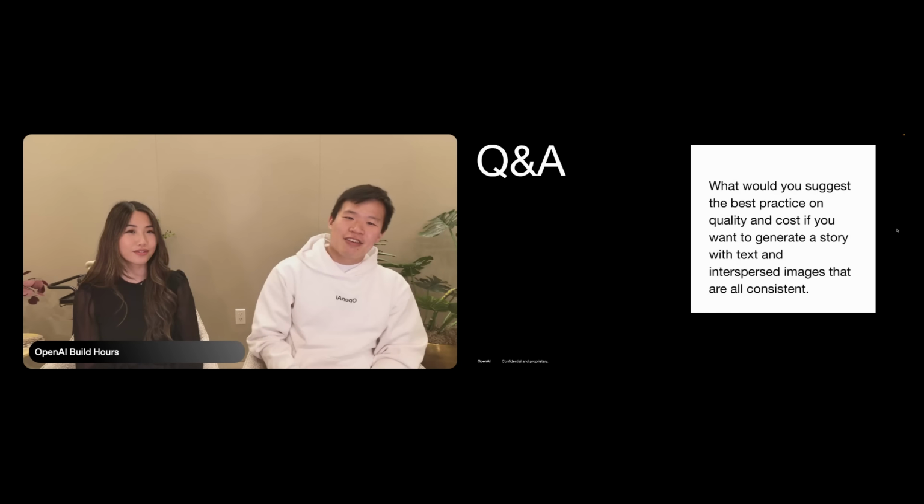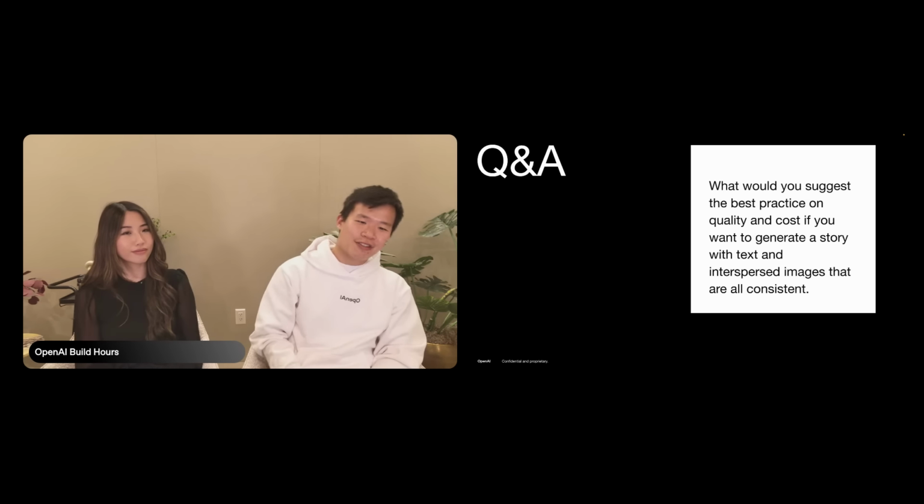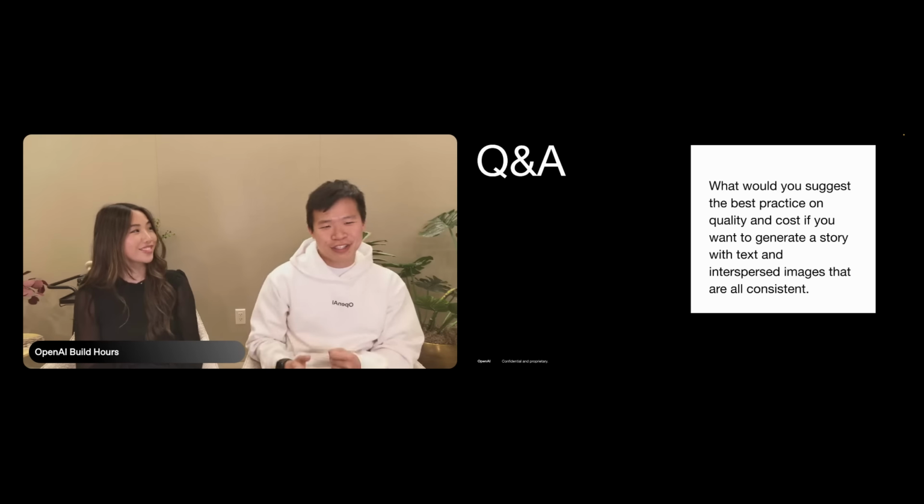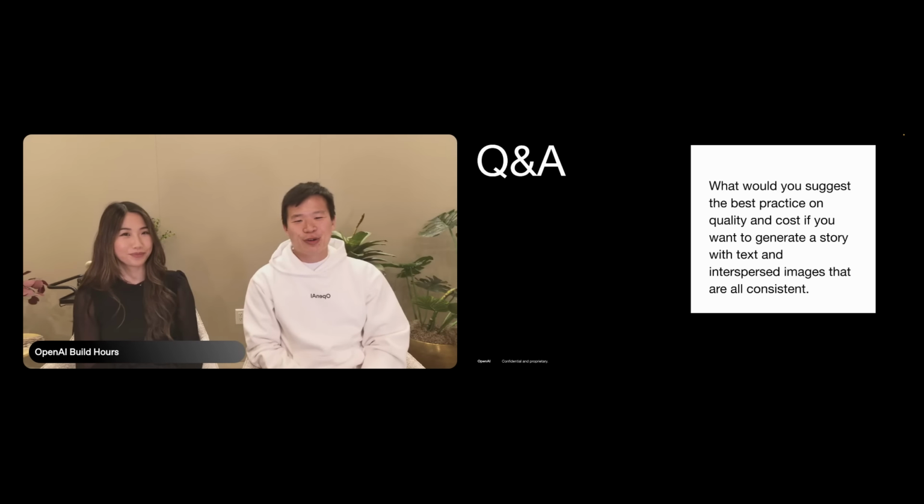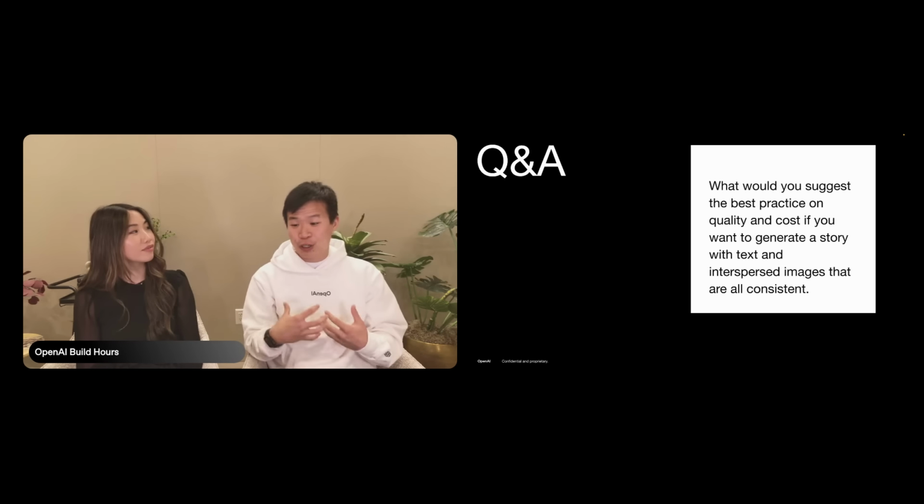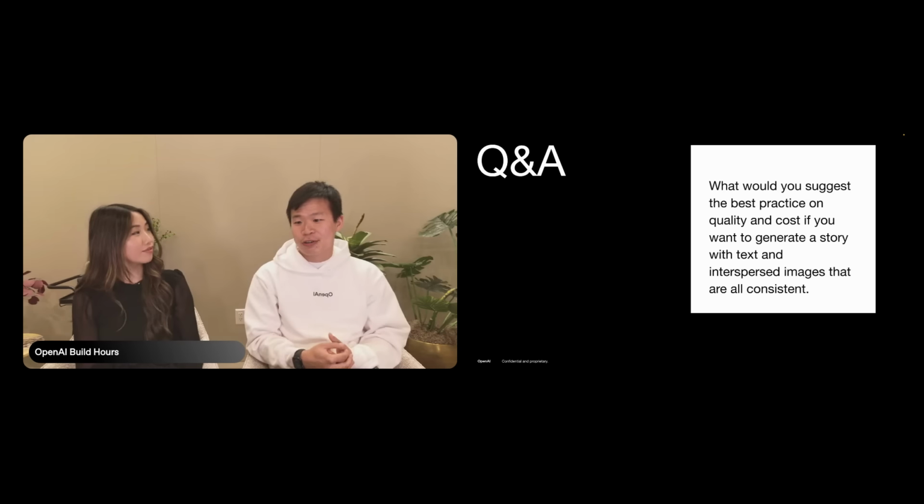Great. And then the next question is, what would you suggest as the best practice in quality and cost if you want to generate a story with text interspersed with images that are all consistent? Another great question, and now we're getting to use cases. Now you're getting me really excited here. Generating a story with text and interspersed images. I'm not exactly familiar with your specific use cases, but I have a few concrete ones in mind. For example, if you want to generate children's books or educational materials on the fly, definitely GPT Image Gen would be a great fit for that.